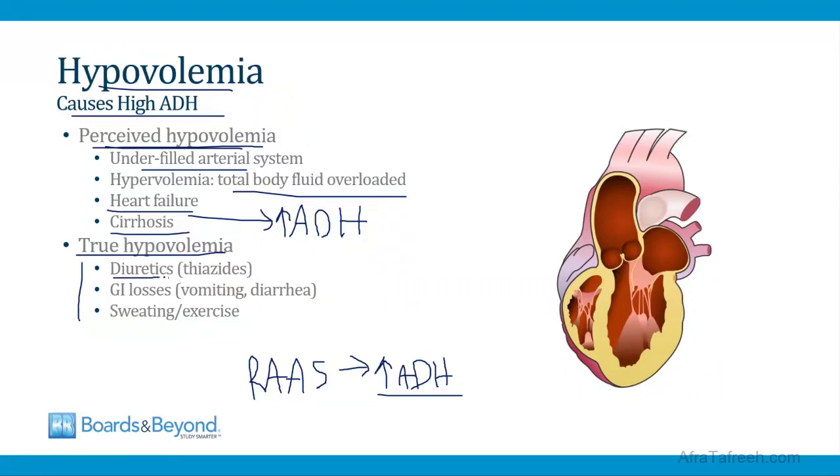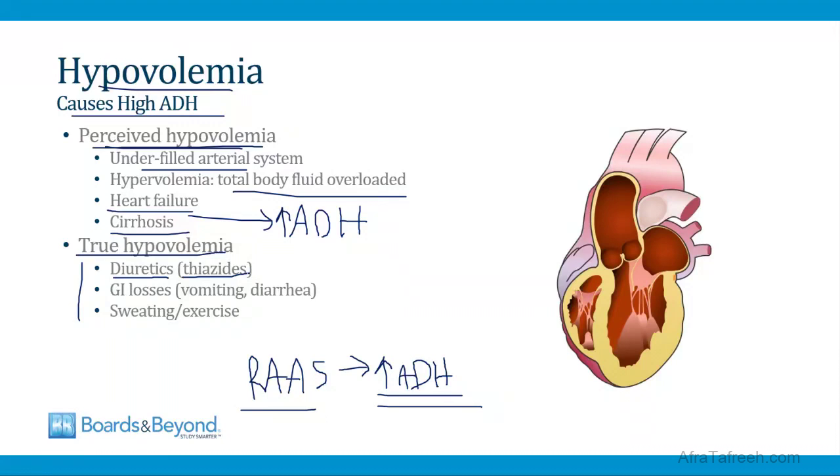So patients on diuretics can develop hypovolemia that can activate the RAS, which can increase ADH levels, and this can lead to hyponatremia. Thiazides are the classic drug to do this because they increase ADH levels, but they do not disrupt the ability of the kidneys to reabsorb water.